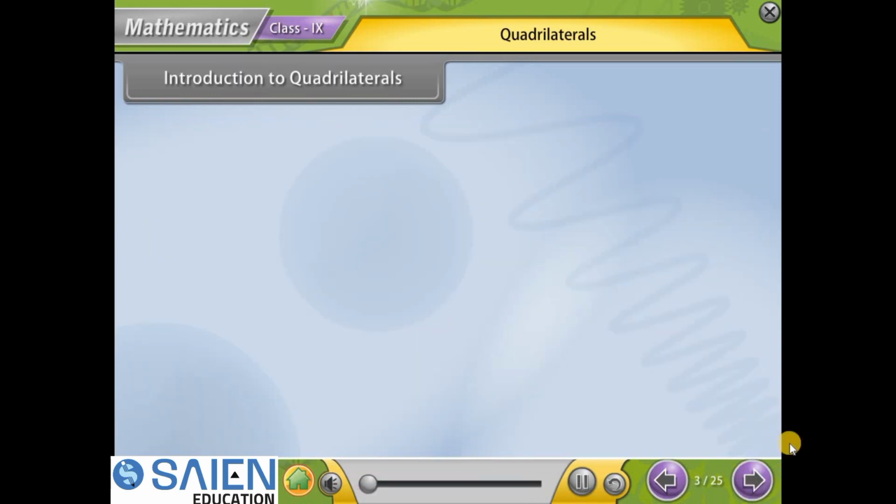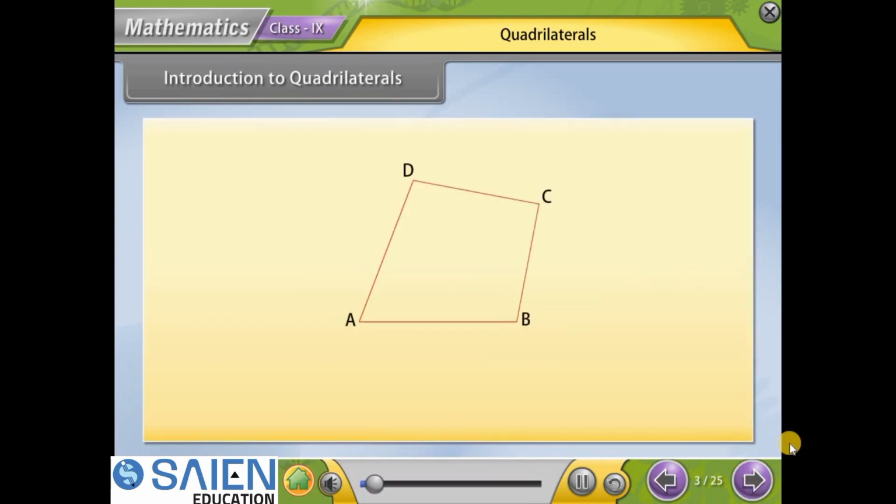Introduction to quadrilaterals. Look at the figure ABCD. This is a quadrilateral. A quadrilateral has 4 sides, 4 angles, and 4 vertices. Here, AB, BC, CD, and DA are the 4 sides. Angle A, angle B, angle C, and angle D are the 4 angles. And A, B, C, and D are the 4 vertices.